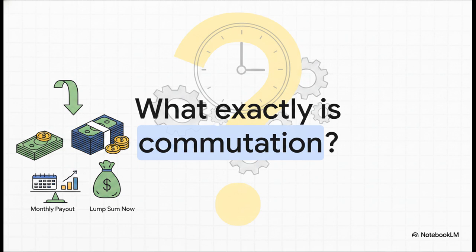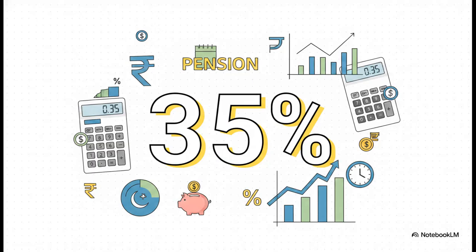Basically, you're trading a slightly higher monthly payout tomorrow for a big, solid chunk of money today. And how much can you actually trade? 35%. That is the absolute maximum allowed limit for commutation. You just enter this as a decimal in the calculator, so 0.35.